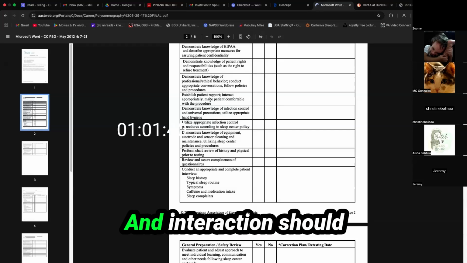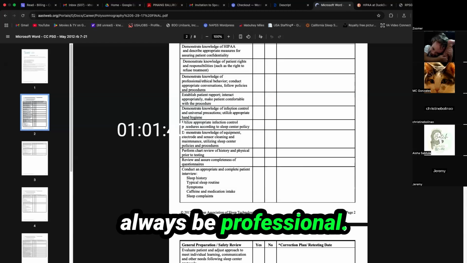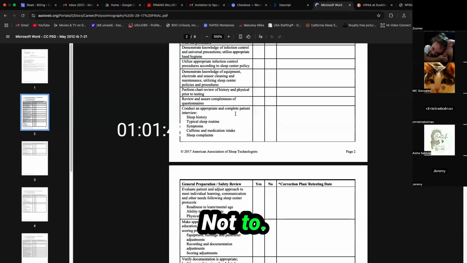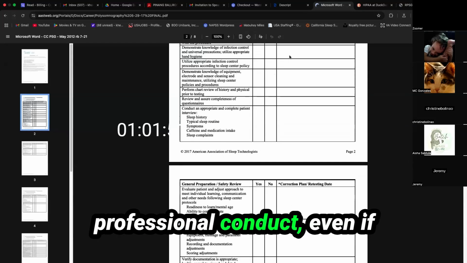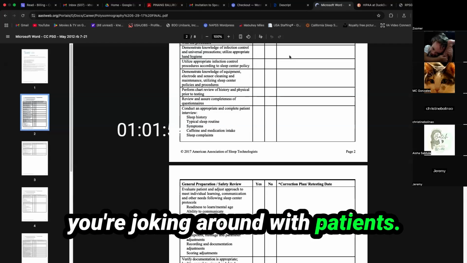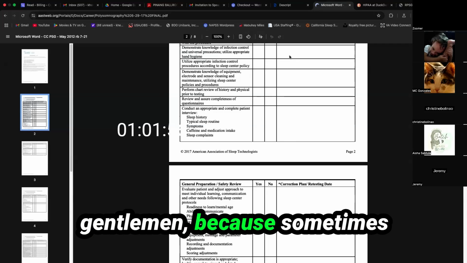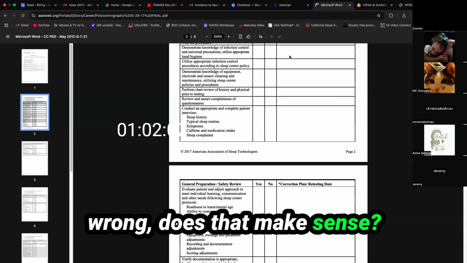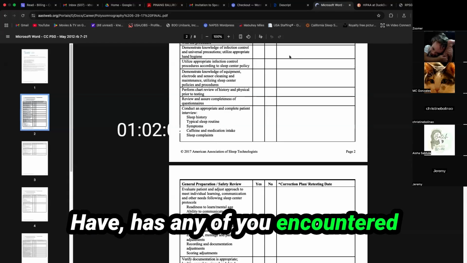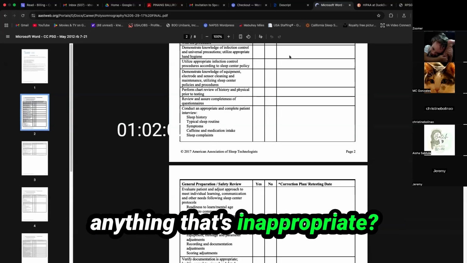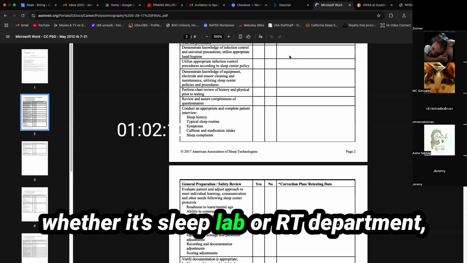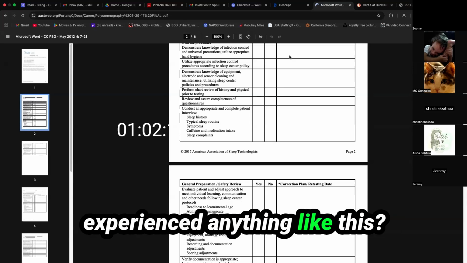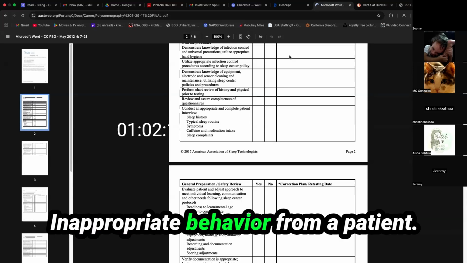All right. And interaction should always be professional. You can make the patient feel comfortable, but not unprofessional, right? You always have to maintain professional conduct, even if you're joking around with patients. And this is important, ladies and gentlemen, because sometimes the patients might read you wrong. Does that make sense? Has any of you encountered anything inappropriate where you're working, whether it's sleep lab or RT department or any ward? Has any of you experienced inappropriate behavior from a patient?